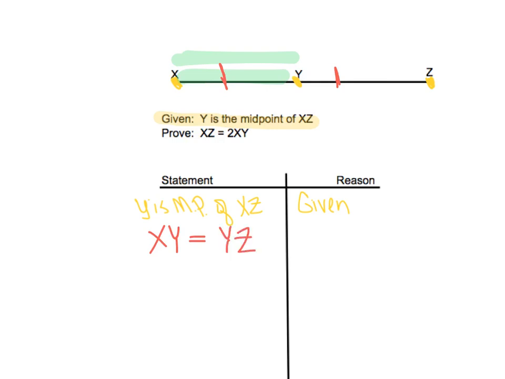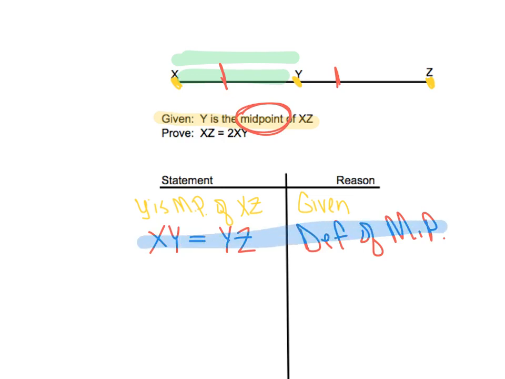Okay, anytime we see a vocabulary word in our proofs, like midpoint, the reason that we can use that vocabulary word is just the definition of that vocabulary word. So that is just the definition of midpoint. Okay, so we have taken a given piece of information and we have made our own statement. So I'm saying that xy equals yz.